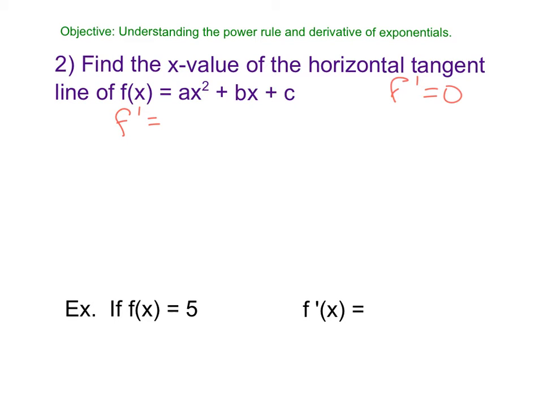All right, so I bring the 2 down, so 2ax plus b. That's the derivative. Set that equal to 0.